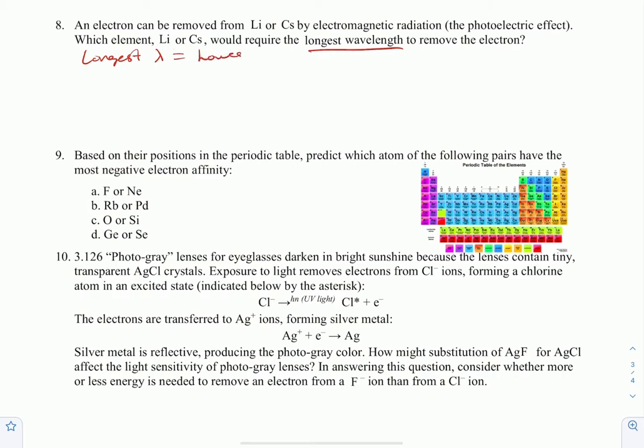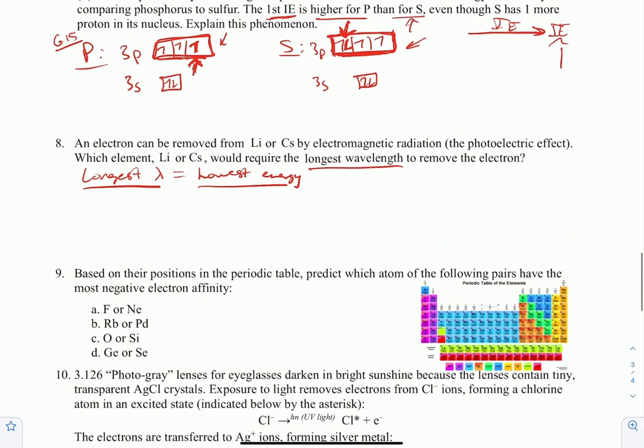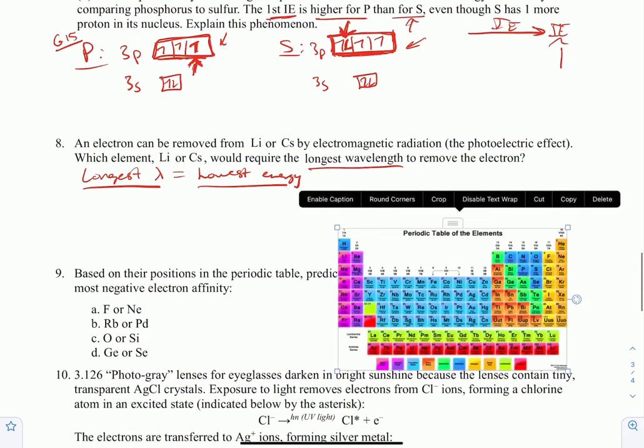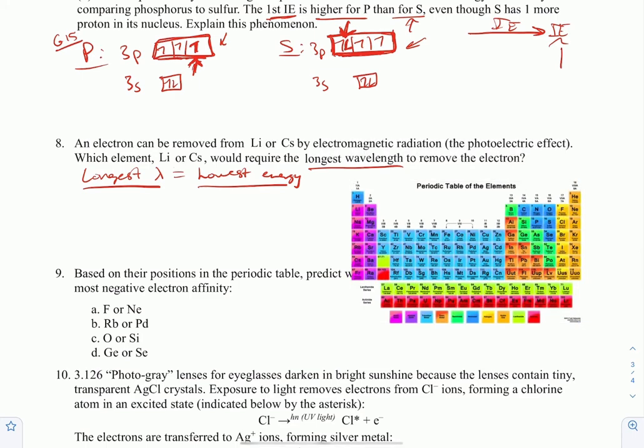lowest energy. Because if it was talking about shortest wavelength, shorter wavelengths have higher energy. If it had asked for shorter wavelength, then we would have said it's now looking for the highest energy. Which one would require the highest energy to remove the electron? But they're asking for longest wavelength, which is lowest energy. So which one's going to cost the least to remove the electron? Remember that ionization energy, if I take this periodic table and expand it a little bit, increases this way and increases this way.